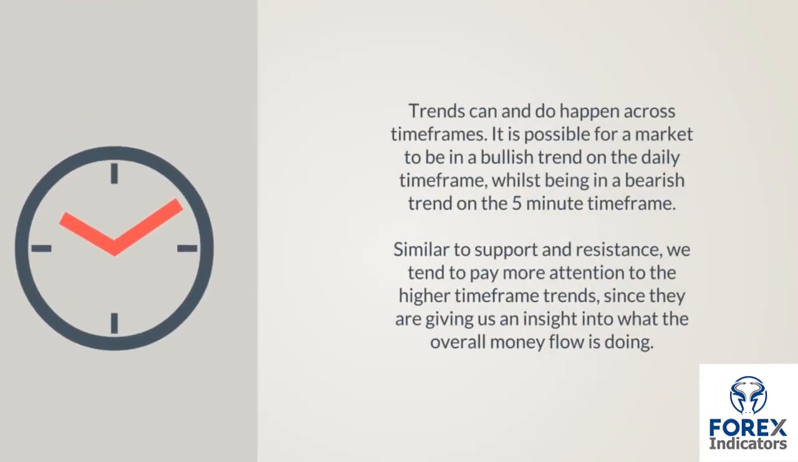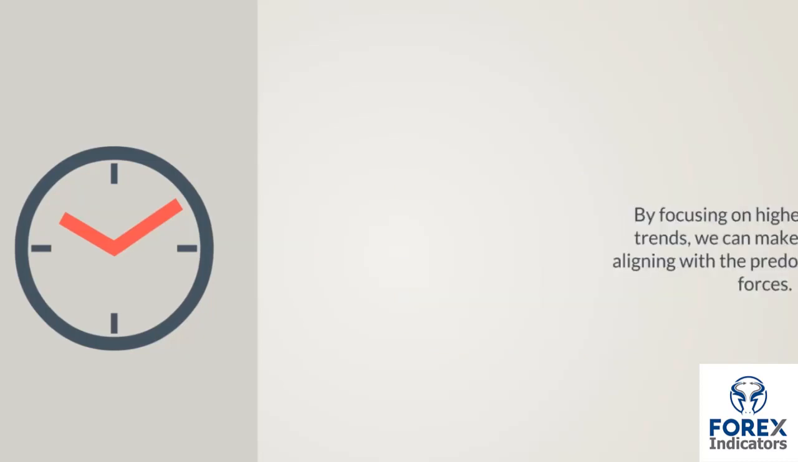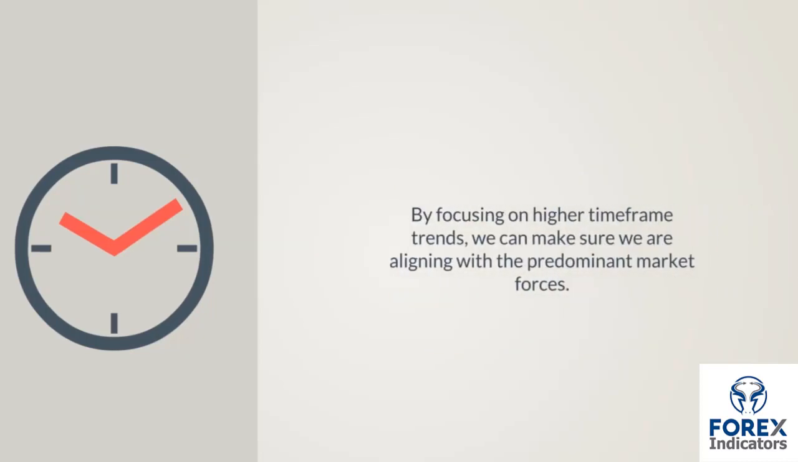Trends can and do happen across timeframes. It is possible for a market to be in a bullish trend on the daily timeframe whilst being in a bearish trend on the 5-minute timeframe. Similar to support and resistance, we tend to pay more attention to the higher timeframe trends since they are giving us an insight into what the overall money flow is doing. By focusing on higher timeframe trends, we can make sure we are aligning with the predominant market forces.